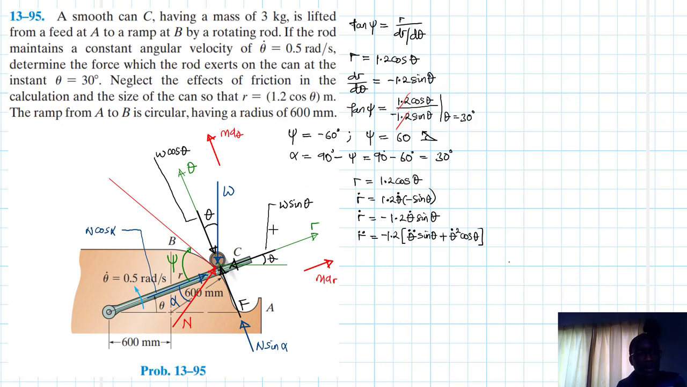And then for theta itself, we have theta equal to 30 degrees, and theta dot is equal to 0.5, and it is constant. Therefore theta double dot is just going to be equal to 0.